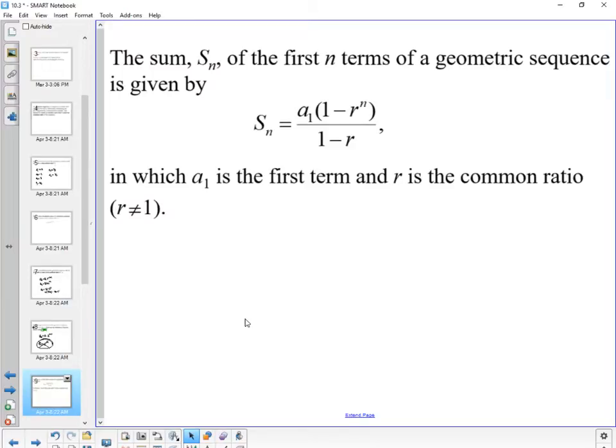Now, just a warning, the ratio cannot be 1. Someone tell me why. All the numbers would be like 6, 6, 6, 6. You'd have a 0 on the bottom. 1 minus 1 gives you 0, and if we have that, then it's undefined. So just a restriction: the common ratio cannot be 1.